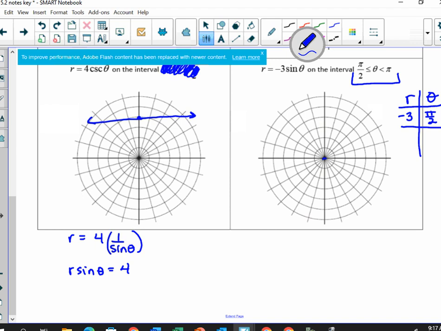-3. So I'm going to plot that. -3 at pi over 2. That's down at the bottom, right? Are we okay with that? Yeah. Okay. I need something in between pi over 2 and pi, and I know with sine 5 pi over 6 is easy. What do I get when I plug in 5 pi over 6? And what do we get? There we go, -3/2, we got there.